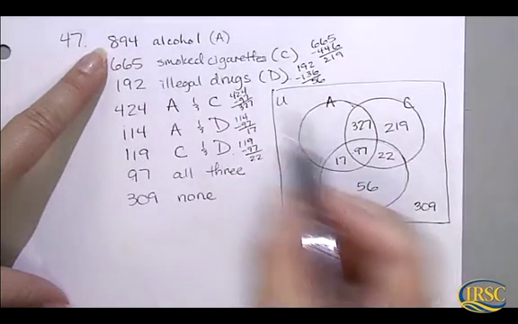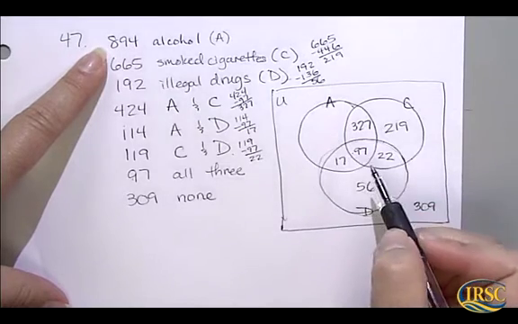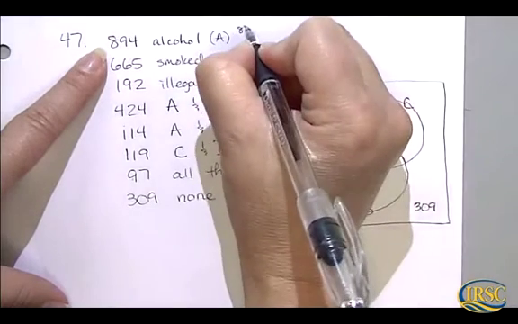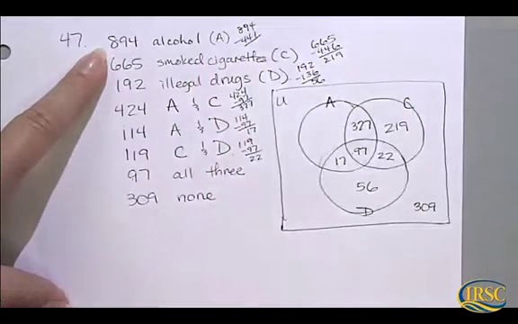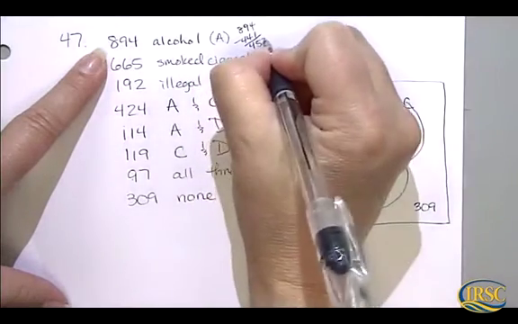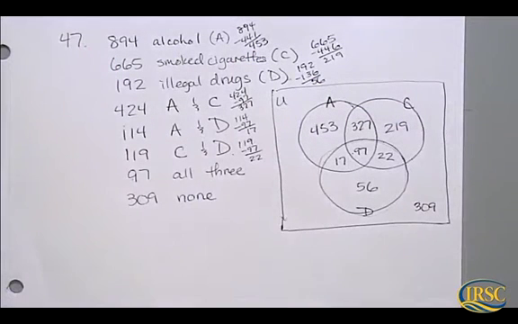And then the last one is alcohol. So this whole circle, how many have been accounted for? 441. Okay, so 894 minus 441? 453. Okay, so 453. All right, so everybody agree with all the numbers that are in our Venn diagram?